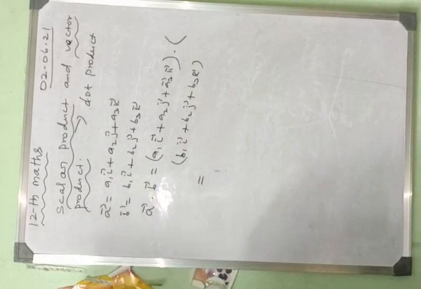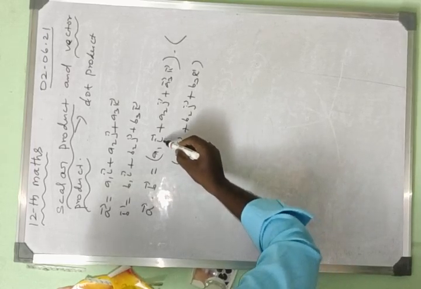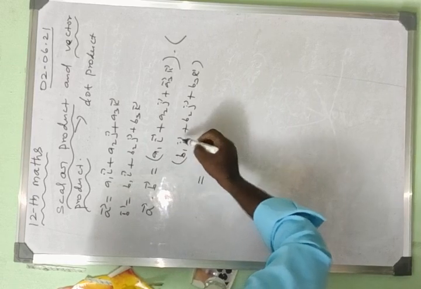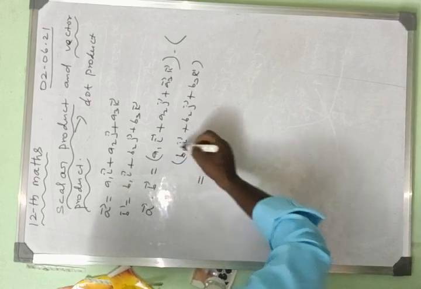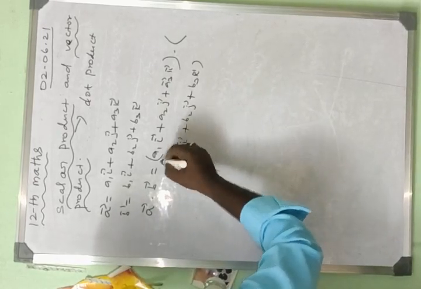How to multiply? How to dot product? Here, the corresponding i vectors only. Here the i vector coefficient is A1, here the i vector coefficient is B1. First, multiply the corresponding i vectors. Vector A, the coefficient of i vector.